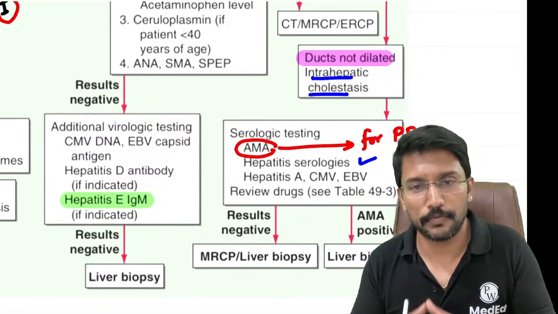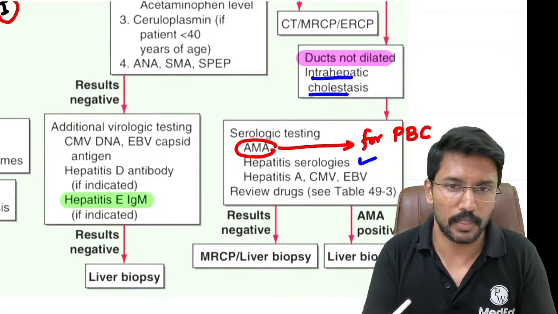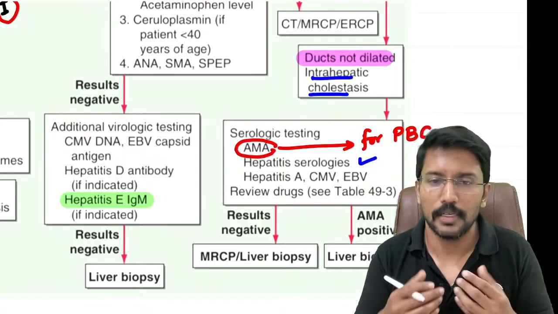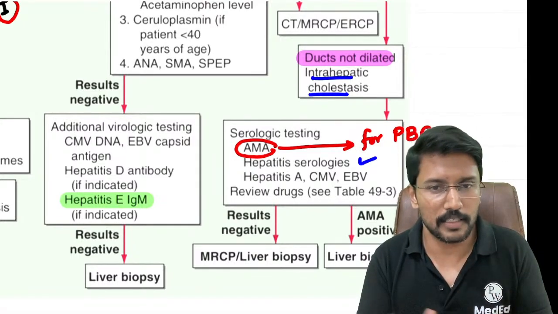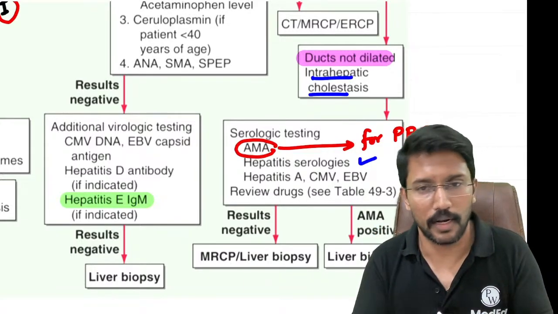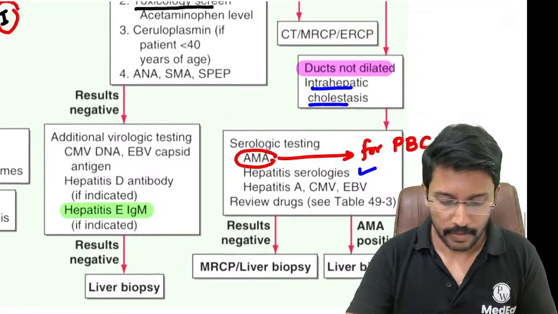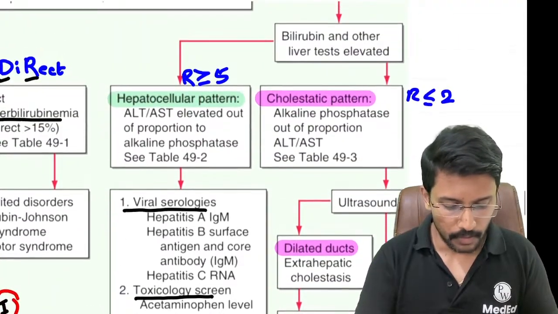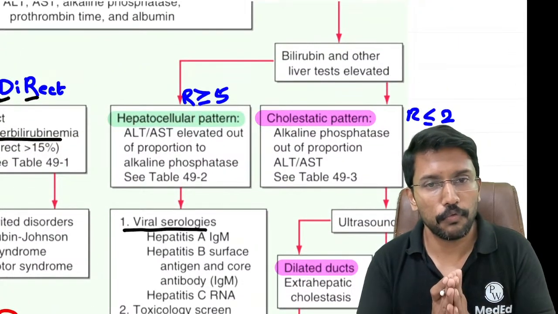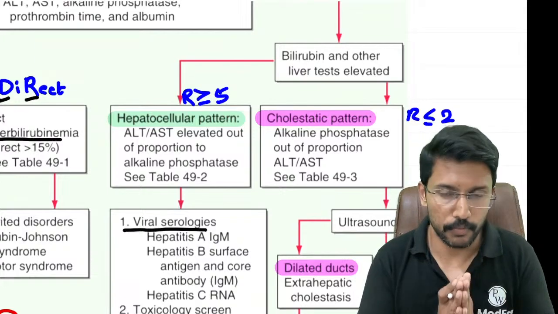One of the common causes for such situation is primary biliary cholangitis and chronic hepatitis. And in that case, do the hepatitis markers and do the anti-mitochondrial antibody or AMA test for diagnosis of PBC. Okay. And if the R value is more than or equal to 5, you have hepatocellular pattern of liver injury.